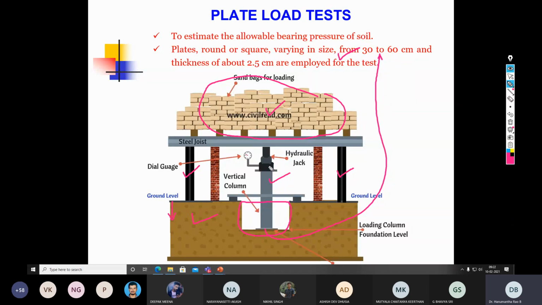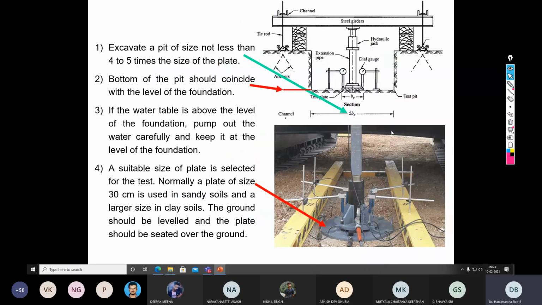This jack is connected with a dial gauge which indicates how much pressure has been applied. While on the steel plate, another set of dial gauges are placed which measure how much the settlement is. So let me give further details on how this test will be conducted.